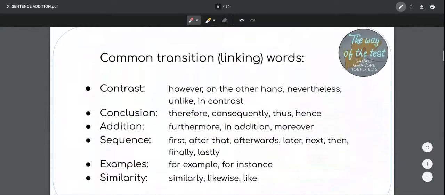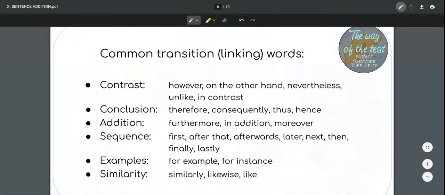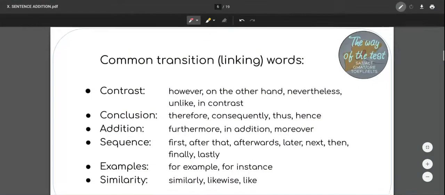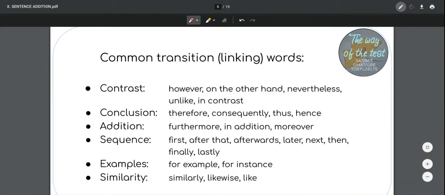Now, the transition words are a new thing that we haven't mentioned before. This means that if I have a transition word, I'm expecting a relationship between those two sentences. For example, if I have a contrast transition word, like however, or nevertheless, or unlike, or just in contrast, there has to be a contrast. For example, I wouldn't say today is Monday, however, tomorrow is Tuesday.